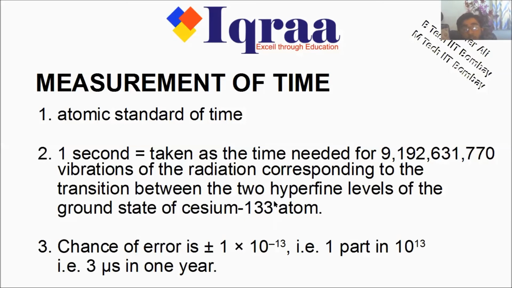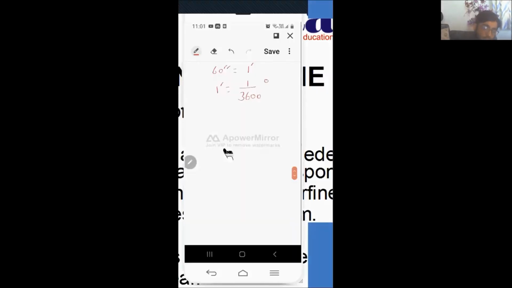And this clock is so accurate that the error in the measurement of time with the help of this clock is plus minus 1 into 10 to the power minus 13. That is, in 10 to the power 13 seconds, there will be an error of 1 second. What does this mean? It means an error of 3 microseconds in 1 year.